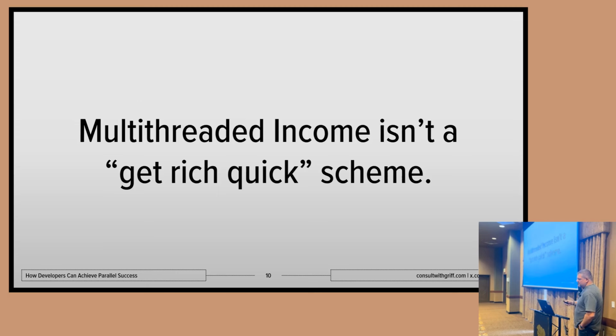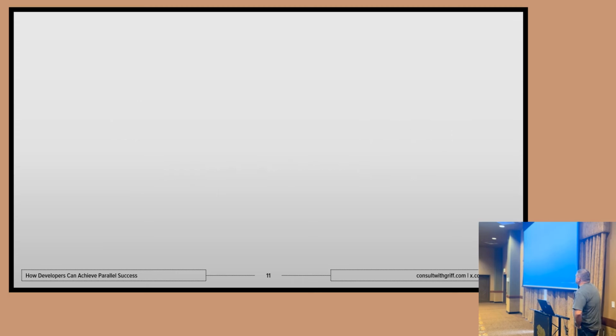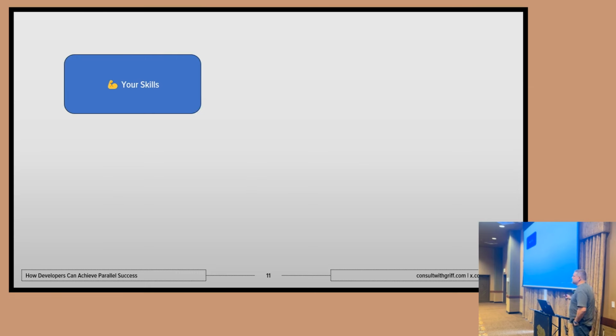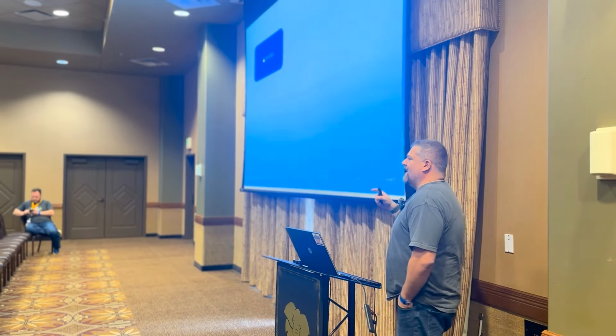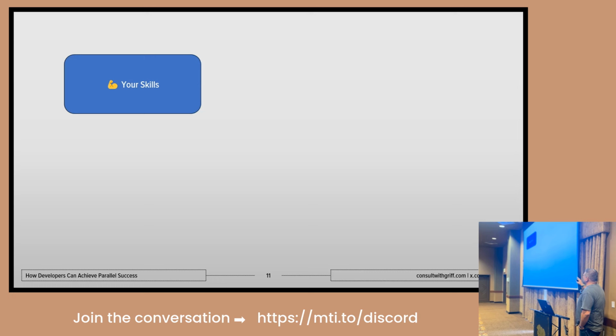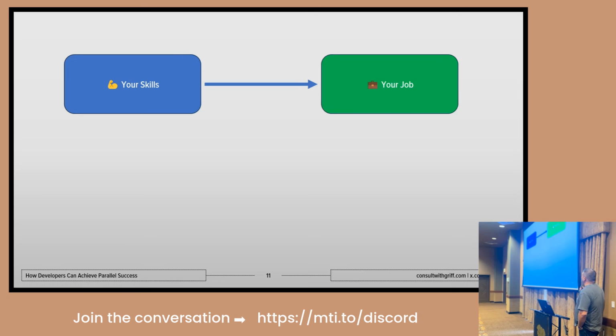So multi-threaded income is basically looking at your skill set, and assuming you're all developers or IT technologists of some type in here, you have a particular set of skills. I really should put a Taken image in here. Thought for future Kevin, add a Taken slide. We want to take our particular set of skills, and we are now using those probably for our day job.